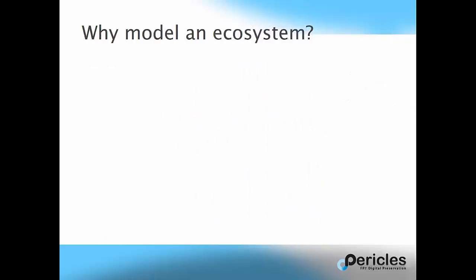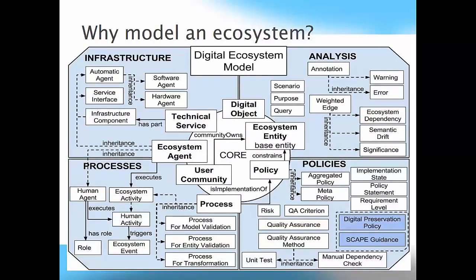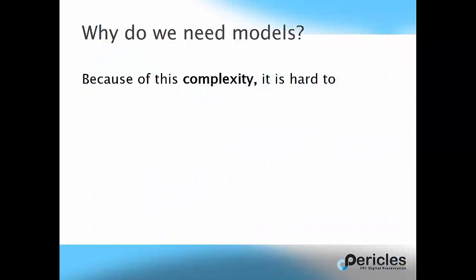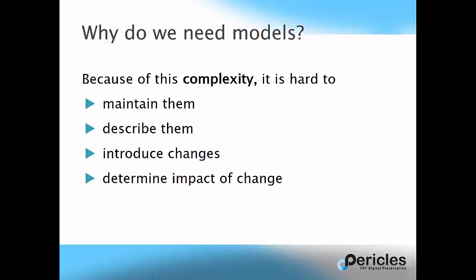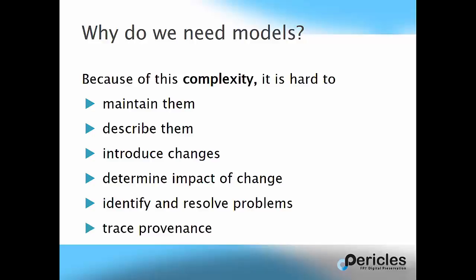Why do we model an ecosystem? Because they are complex. Why do we need models? Because of the complexity of digital ecosystems. It is hard to maintain them, describe them, introduce changes, to determine the impact of change, to identify and resolve problems, and to trace provenance.